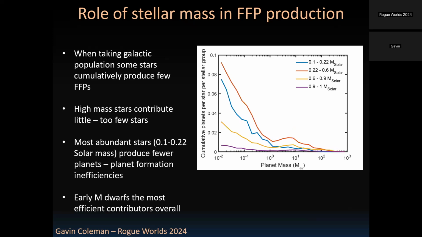When we look at the contribution overall, we can see that the early M dwarfs, which is the red line, actually dominate the contribution to the FFPs. The late M dwarfs, even though there are a lot more of them, don't form as many planets, so they don't contribute as much. Whereas the solar type stars, there are few of those stars, but they form planets efficiently, so they only actually contribute very few.